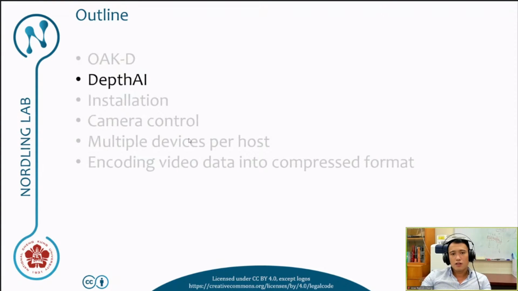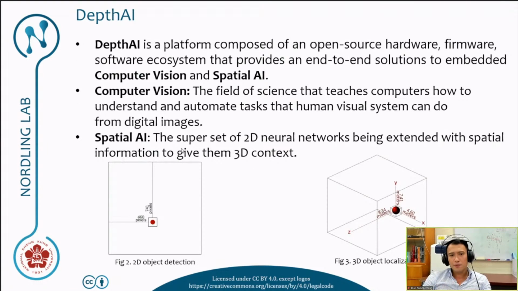So now we're going to Depth AI. So Depth AI is, well, let's take a look. Depth AI is a platform that combines hardware, software, and firmware to provide an end-to-end solution to embedded spatial AI and computer vision. So now here we have two key terms.